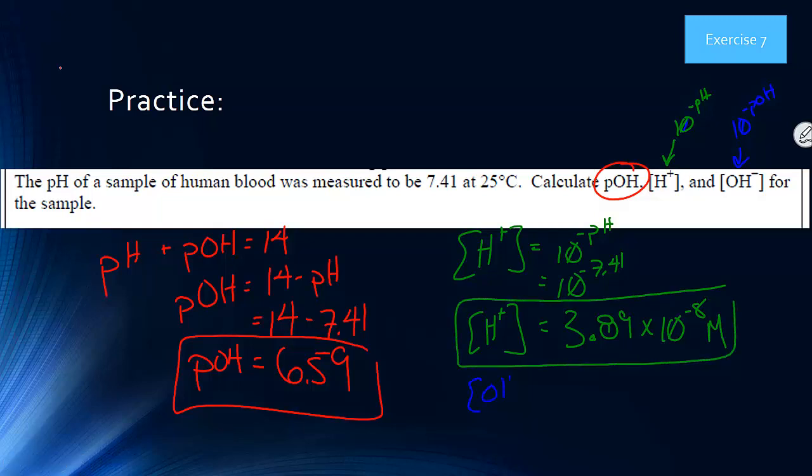The concentration of hydroxide is easy to determine. It'll simply be 10 to the negative pOH, so 10 to the negative 6.59 gives us a concentration of hydroxide ion of 2.57 times 10 to the negative 7th molar.